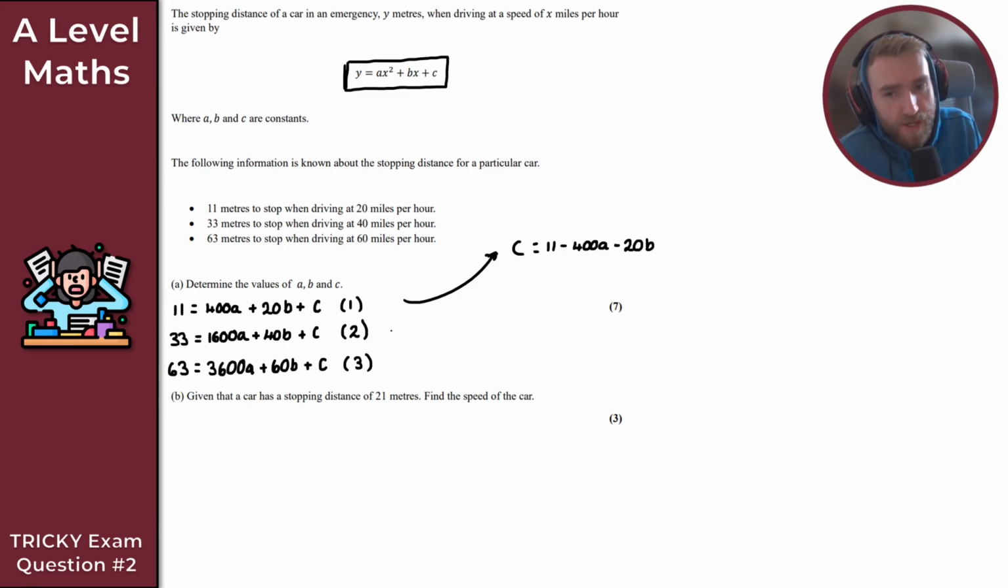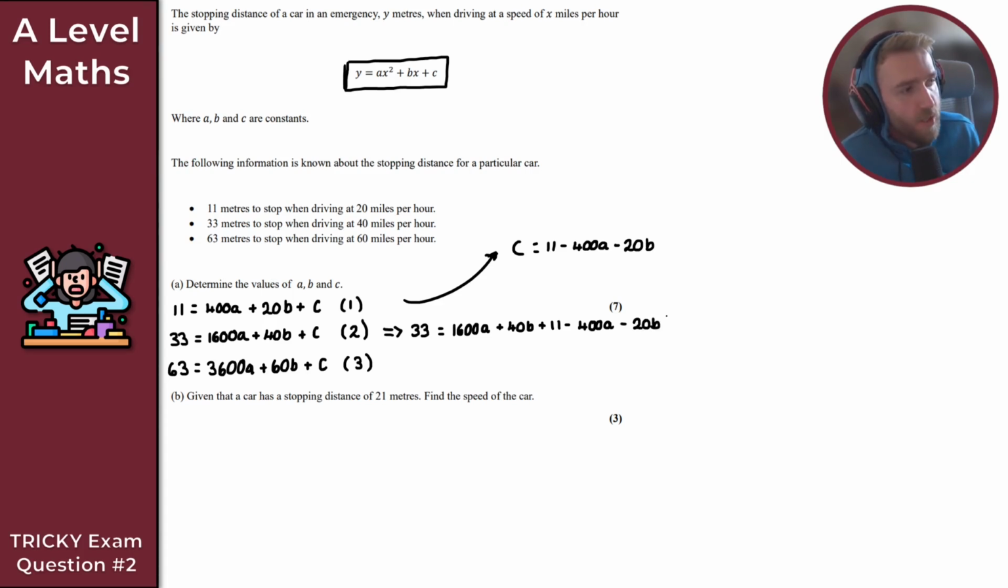So if we do that underneath here, starting off with equation 2, what do we get? I have 33 is equal to 1,600a plus 40b. And then we have plus c here, where c is 11 minus 400a minus 20b. So altogether, plus 11 minus 400a minus 20b.